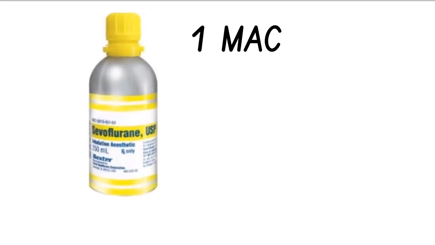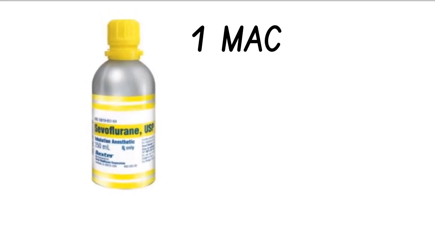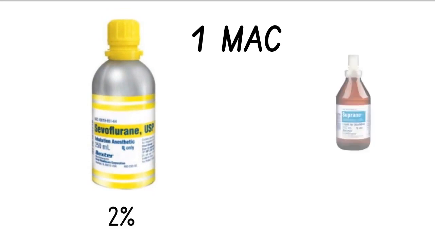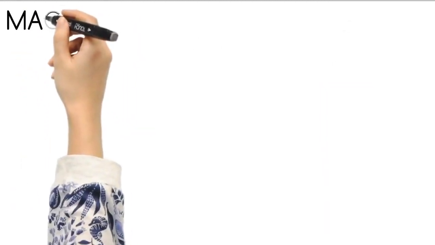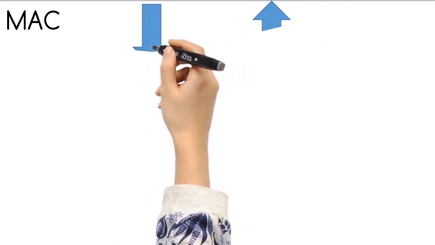So for sevoflurane, 1 Mach is achieved at 2% in tidal concentration, and for desflurane, 1 Mach is achieved at 6% in tidal concentration. This means that sevoflurane is 3 times as potent as desflurane. Some things change the Mach value.